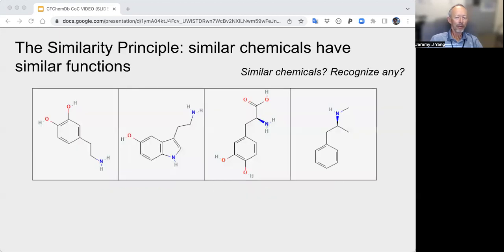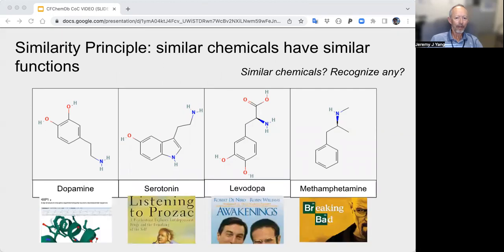We illustrate the similarity principle with these four compounds with common chemical features such as amino groups. The similarity is visually obvious to a chemist and via cheminformatics, quantifiable and computable. These are all famous compounds, so now let's reveal their identities. Dopamine is an endogenous and essential neurotransmitter which we should all be using at this moment. The image is from the PDB showing dopamine bound to a protein receptor site.